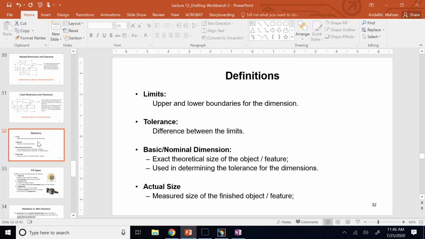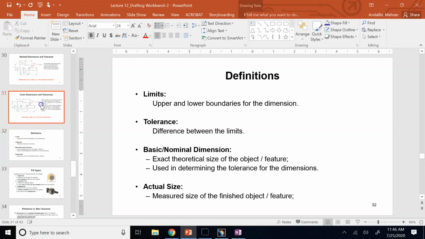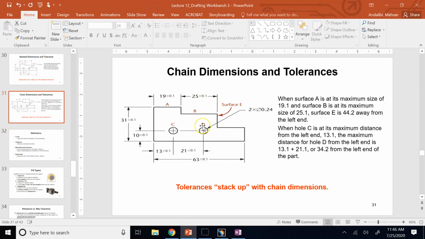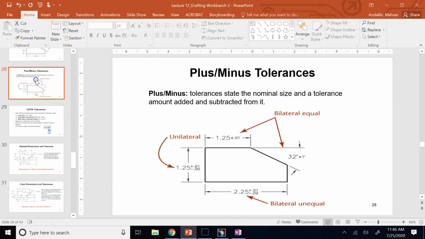Now, we get to the very big question. What is the big question? The big question is, where do I get these numbers? Do I just guess or what? How do I know it's 0.1 and not 0.01? How do I know here that this dimension is 0.01 plus minus, but this one is plus 0.01 minus 0.02, or this is plus 0.01 minus 0? Where do I get these plus and minuses? Where do I get these tolerance numbers?